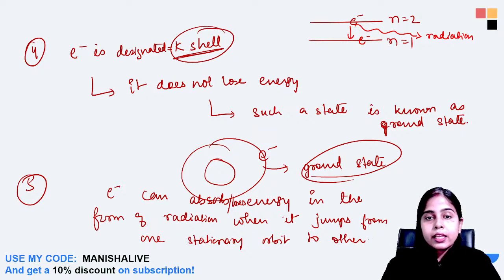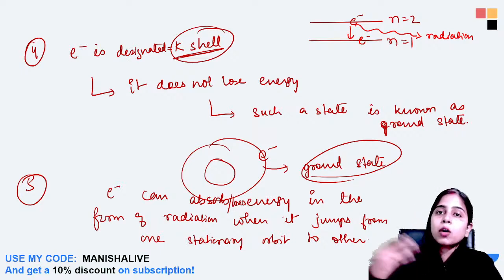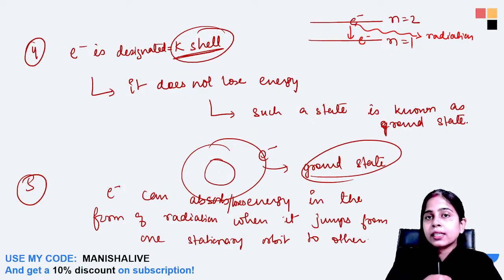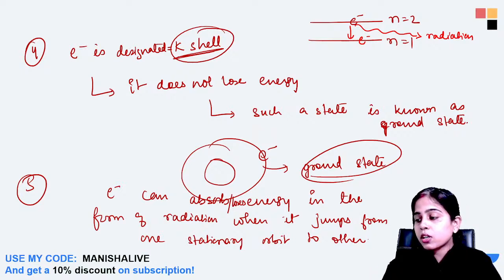Yes? And whenever the electron moves from the inner orbit to the outer orbit by absorbing energy, then we said that the electron is in its excited state. That I told you. The electrons are in the excited state. Clear, everyone?